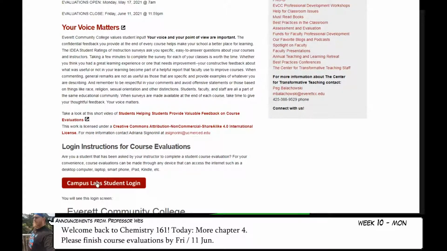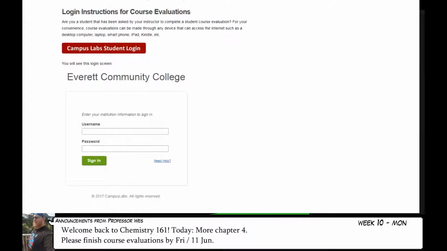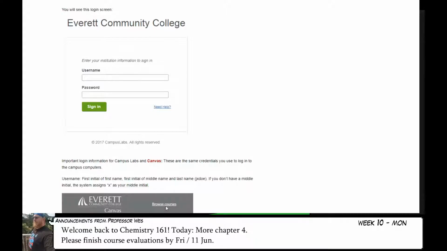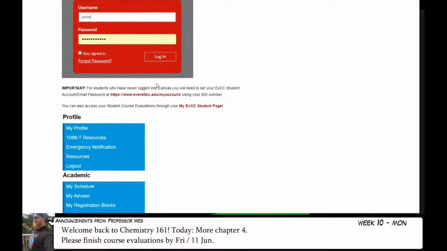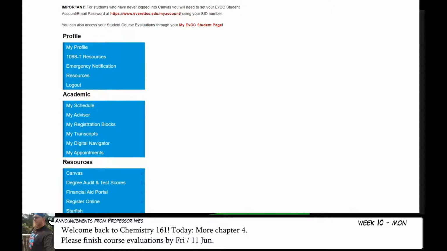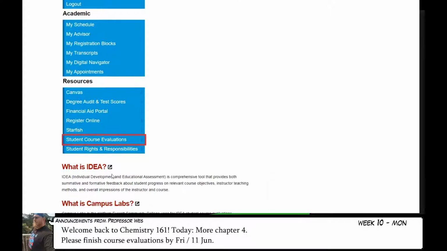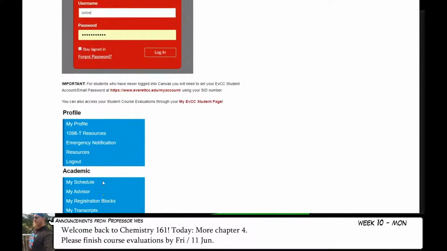So, for example, click down here where it says Campus Lab Student Login. And then you'll log in. You use the same login information as Canvas. For some reason, unbeknownst to me, this process doesn't work for a lot of students. And they tell you that if you haven't done anything or it doesn't work, use this link down here to reset your password. Your My ABCC page also has it, and it's in this list down here. And then they tell you about what the idea form is. You don't need to look at any of this stuff. You're just going to answer the questions.